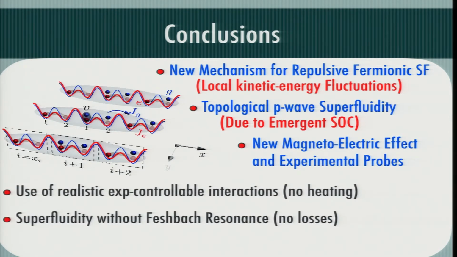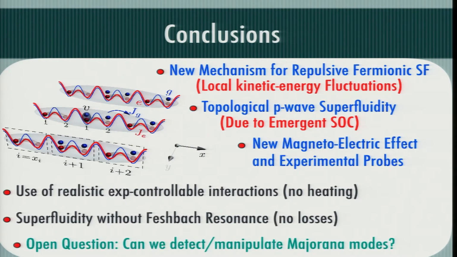Of course, there are many open questions. The idea is to use realistic, experimentally controlled interactions. We want to avoid heating, and also we want to avoid losses. That is the problem with the P-wave Feshbach resonances. Still, I'm working with Manik Neil on this. Basically, I'm trying to detect and manipulate Majorana modes within these types of systems.